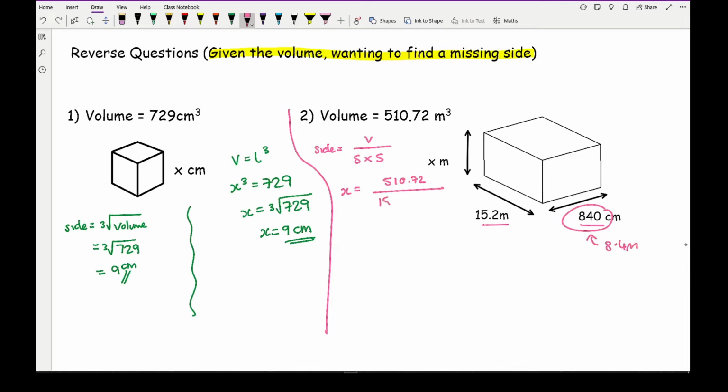So it's going to be 15.2 multiplied by 8.4. Now if you're going to type this straight into your calculator, just make sure that the 8.4 is in the denominator, not lingering outside. So if I type 510.72 divided by 15.2 multiplied by 8.4 into my calculator, I get an answer of 4 meters. And there's my final answer.